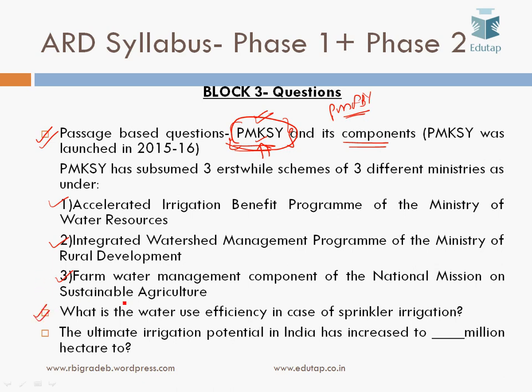Another question that was asked is, what is the water use efficiency in case of sprinkler irrigation? Now there are different techniques and types of irrigation: flood irrigation, basin irrigation, drip irrigation, sprinkler irrigation and all. So this question was about water use efficiency in case of sprinkler irrigation. Another question asked, what is the ultimate irrigation potential in India? That is, the ultimate irrigation potential in India has increased to dash million hectares.